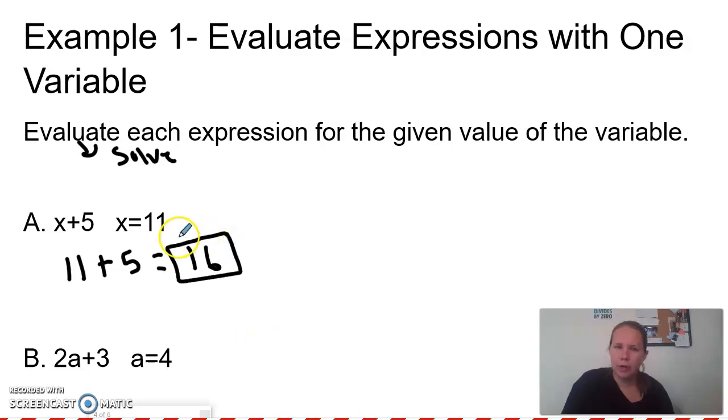A lot of times when I do work, I end up boxing in my answers. Sometimes I do, sometimes I don't. It just depends on if I remember.